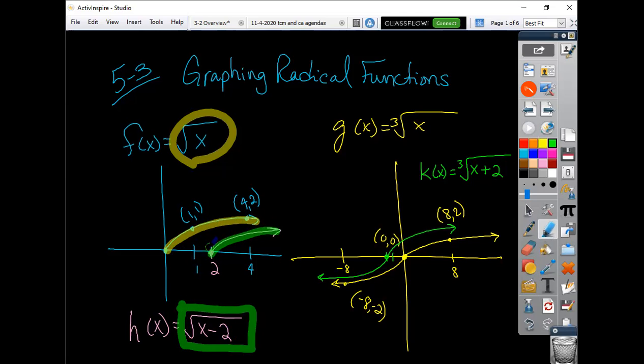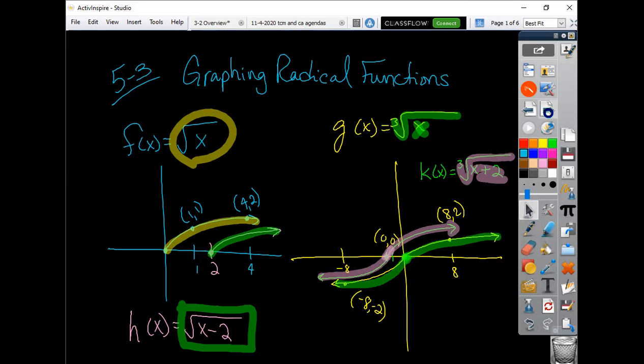Same sort of thing over here with the cube root. If you see the original cube root of x, that would be the one that goes through 0, 0. I pointed out these other couple of points here as well, like 8, 2, or -8, -2. Cube root of -8 is -2. And in this case, if you put a +2 onto that same thing, then this one is going to move it 2 to the left. So there's your 2 to the left. Should be the exact same graph, just slid over to the left 2 units.